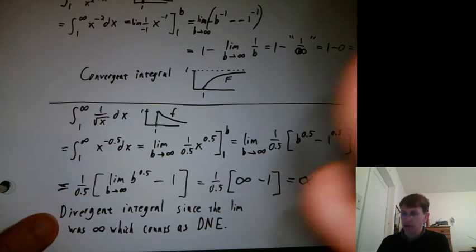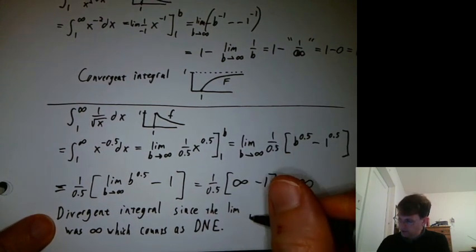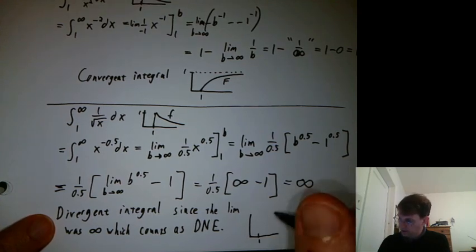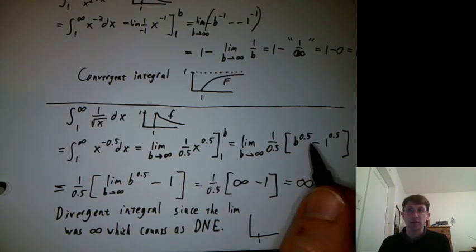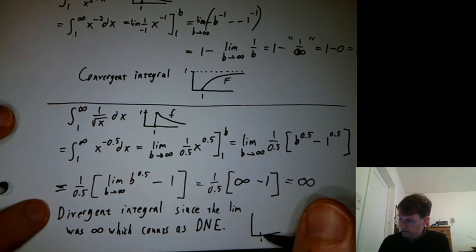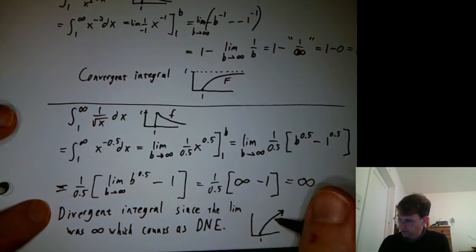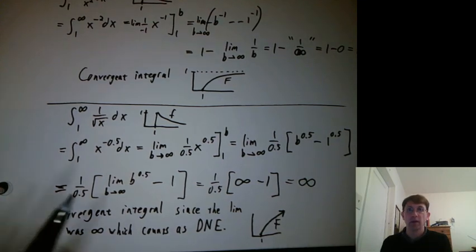It wouldn't be a bad idea to draw the function. We know it starts here at 1, and it's basically square root with a little modification. So this is going off like that, and that's our capital F.